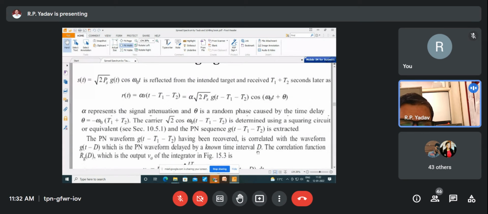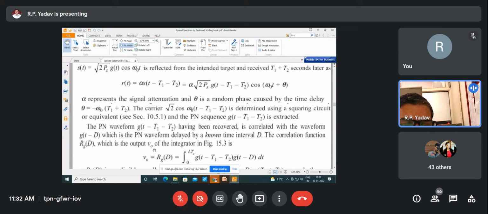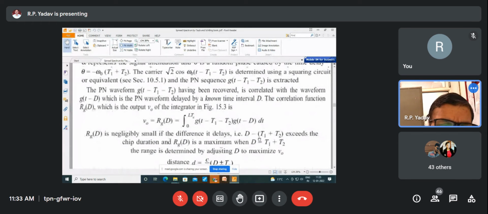This correlation function R_g(T) is the output V0 of the integrator. So you are correlating with another given delayed signal, and this is negligibly small if the difference in delays, that is D minus T1 T2, exceeds the chip duration.